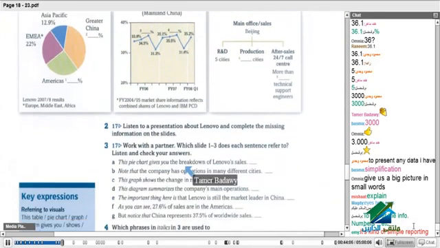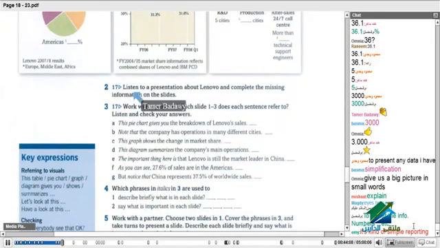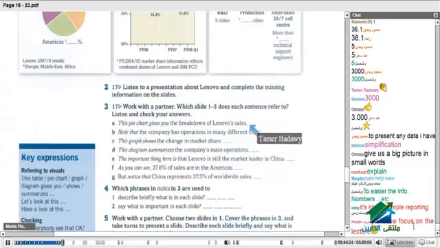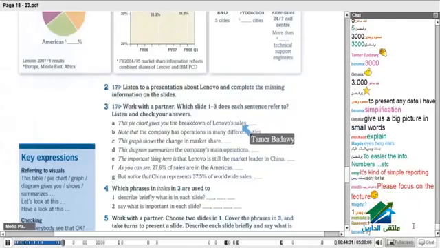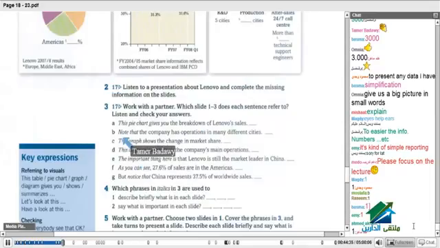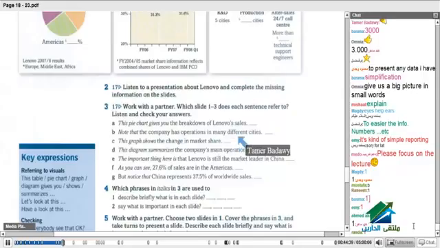We did this. So number 17, number 3 again. Work with a partner. Which slide, 1, 2, 3, does each sentence refer to? Listen and check your answers. A. This pie chart gives you the breakdown of Lenovo's sales. Which slide? Number 1. Great.